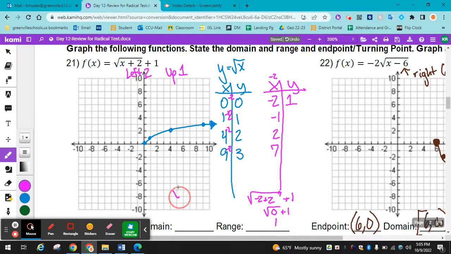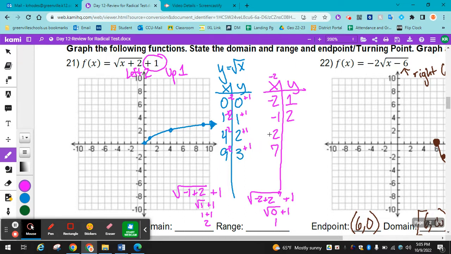Now I'm going to do -1. -1 plus 2. Or you can plug this in the calculator. I don't care which one you do. Square root of 1 plus 1. That's 1 plus 1, 2. Or if you would like to, this is a pretty easy transformation. You're going left 2, up 1. So you can just add 1 to all of these y values.